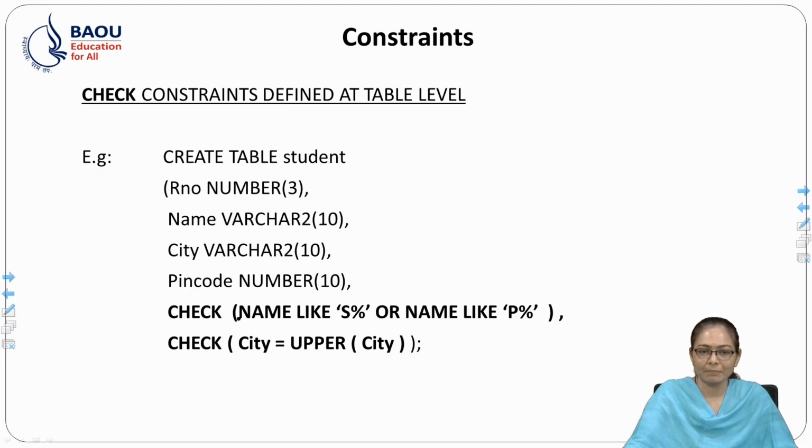Check, in the bracket, we declare the check constraint on the name column. So, name like 'S%' or name like 'P%'. Same as we define at column level, as it is we define the check constraint at table level. Same for city, city is equal to upper in the bracket city. When we enter a data value in the city column, it converts into uppercase and then is stored in the city column.